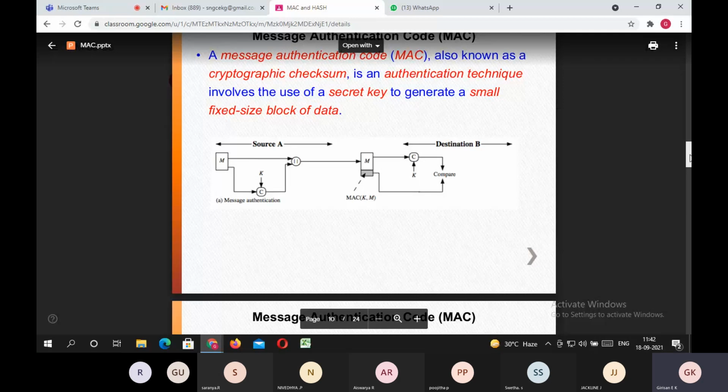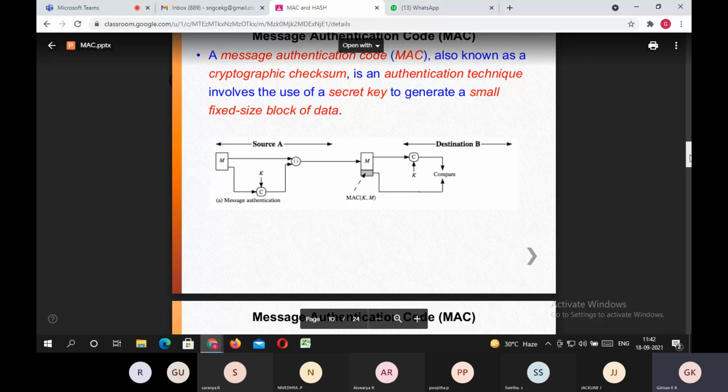So this MAC code and the original message are appended, that is added, and that goes to the destination. There is no encryption on the message. So both of these go to the destination from the source, and the receiver will also compute the MAC using the same secret key.